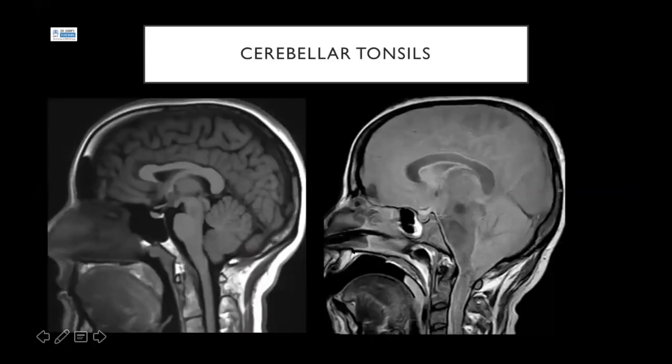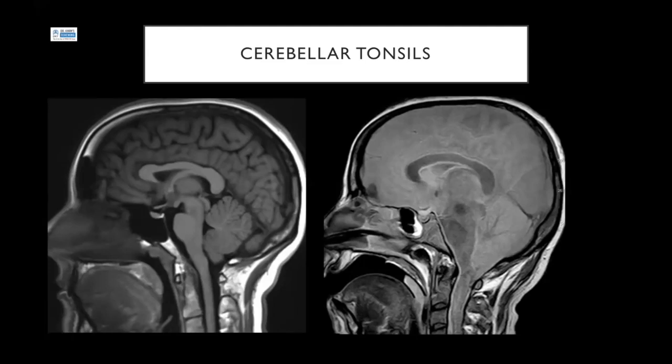So just to mention the cerebellar tonsils, because they are clinically relevant. They are bilateral ovoid structures located in the infero-anterior part of the cerebellar hemispheres. This image on the left is a sagittal T1 image to demonstrate the normal position of the cerebellar tonsils. The image on the right demonstrates tonsillar herniation, i.e. downward displacement of the cerebellar tonsils through the foramen magnum. And this is also referred to as coning.